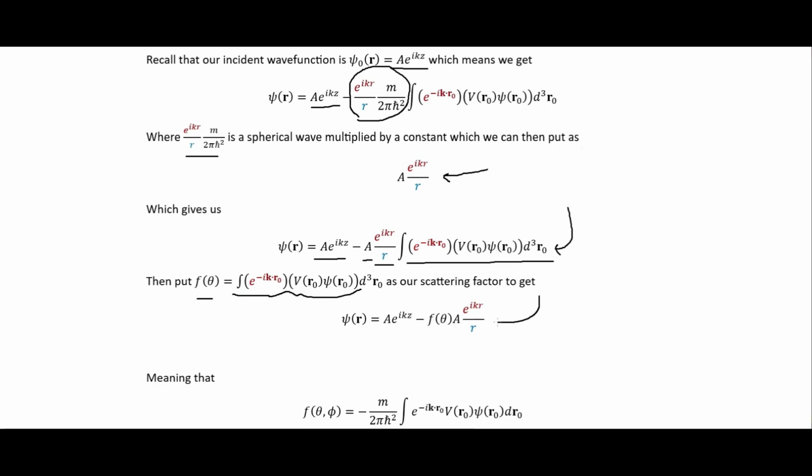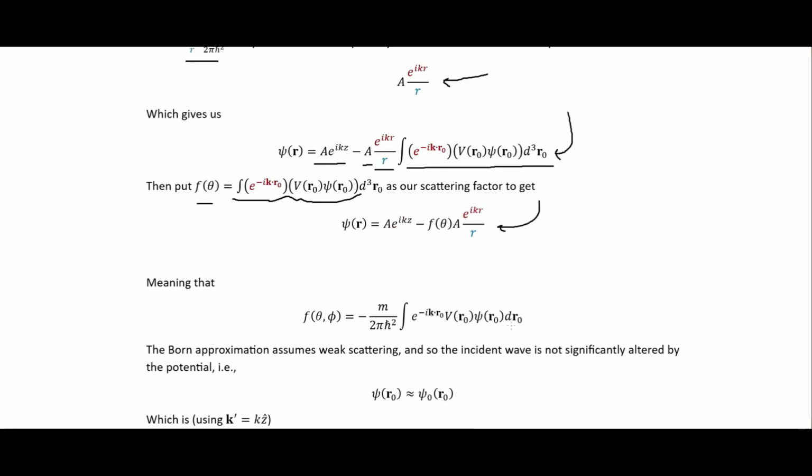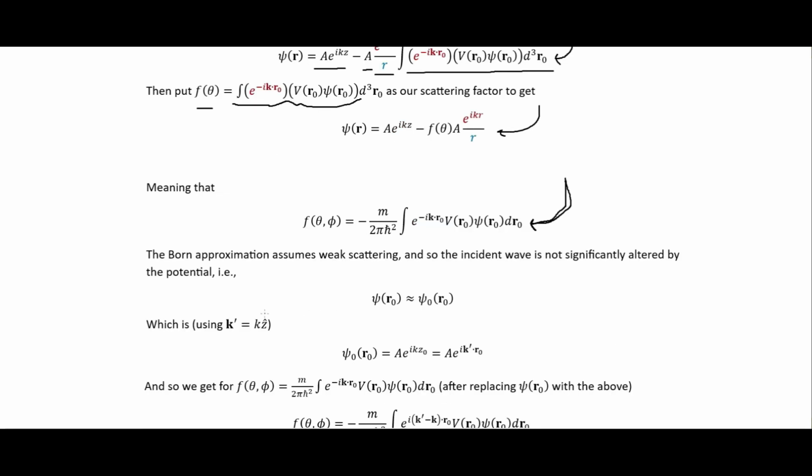And so we can put it in this form right here. So that means that this is our f of theta and phi. So this is the equation that we get here, the Schrodinger equation. The Born approximation assumes weak scattering, and so the incident wave is not significantly altered by the potential. And so this psi of r sub naught right here is approximately equal to this psi of 0, which was our incident wave.